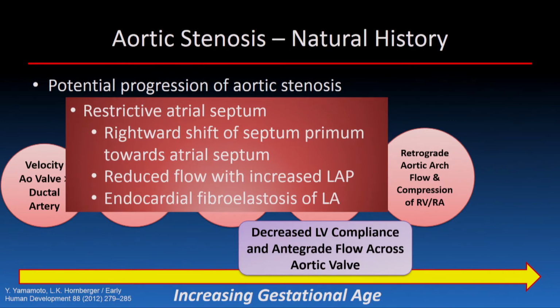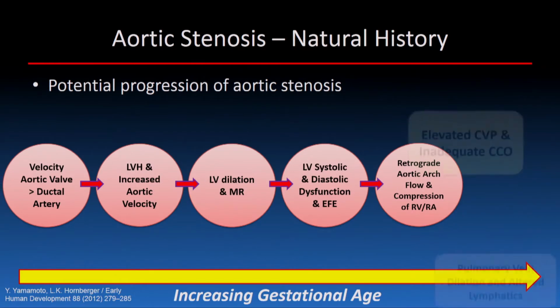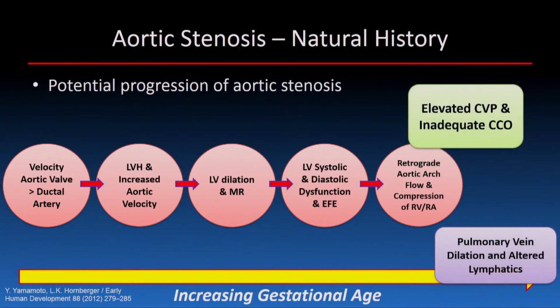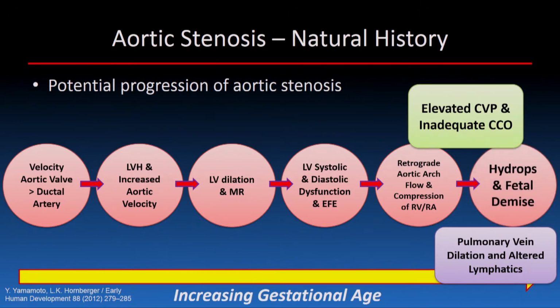atrial septum with increased left atrial pressure and endocardial fibroelastosis of the LA. And then this change on the right ventricle, with that ventricular-ventricular interaction, will increase CVP and cause inadequate cardiac output. Our pulmonary veins will dilate with altered lymphatics, which can eventually lead to hydrops and fetal demise.